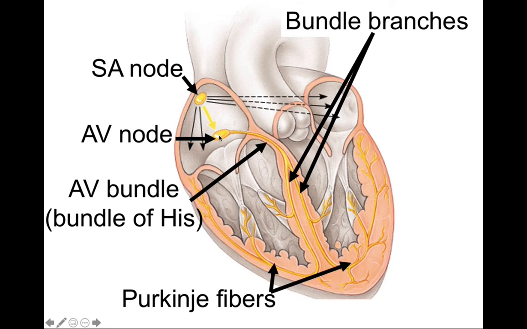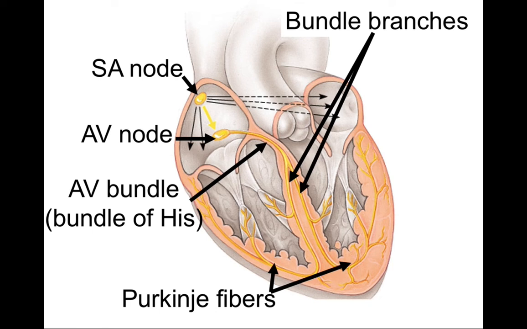The AV node will be found in the wall of the right atrium, and so once that signal hits the AV node, that is then going to transition that signal from the atria into the ventricles. So the AV node is then going to start firing this signal down the AV bundle of His, which will continue to propagate into the right and left bundle branches and then out to the Purkinje fibers. As the signal starts to make its way through the bundle of His, the bundle branches and the Purkinje fibers, the ventricles are then going to start contracting.